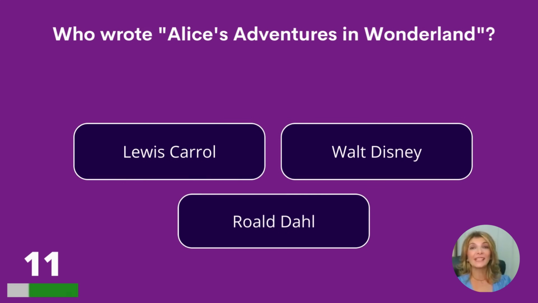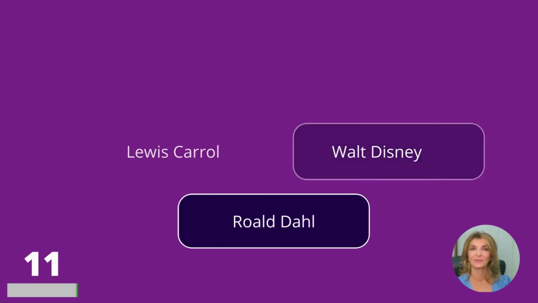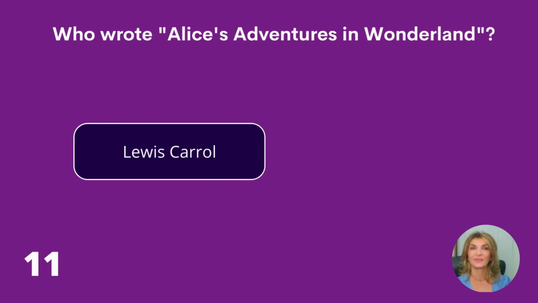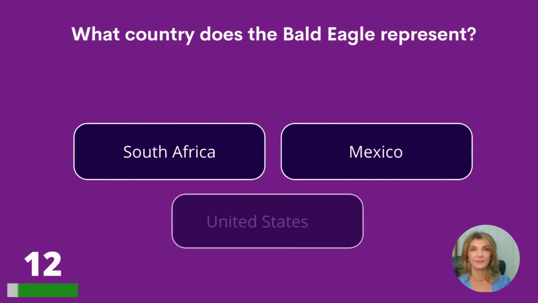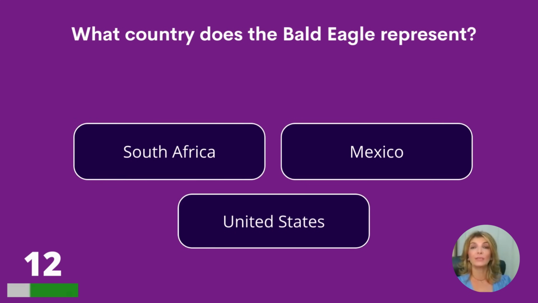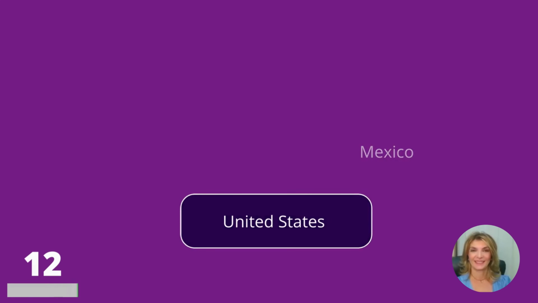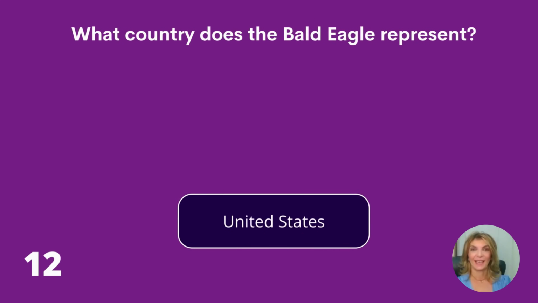Who wrote Alice's Adventures in Wonderland? Lewis Carroll, Walt Disney, or Roald Dahl? Lewis Carroll. What country does the bald eagle represent? South Africa, Mexico, or the United States? The United States.